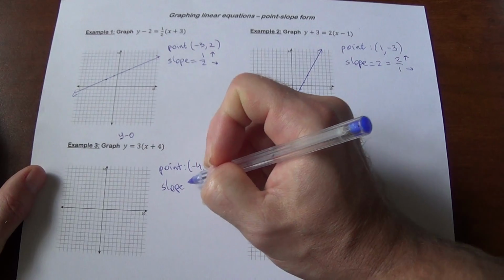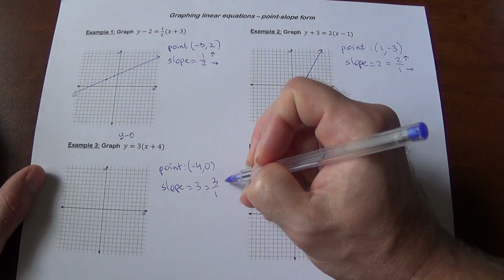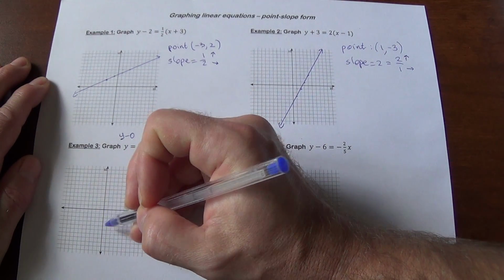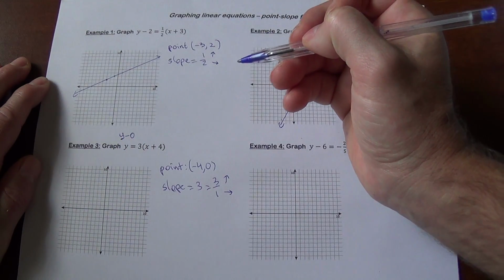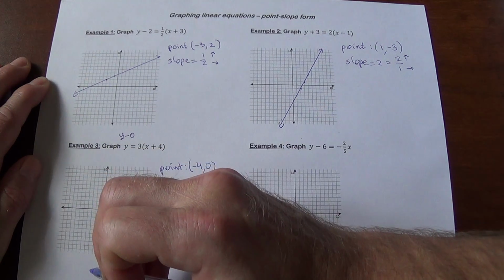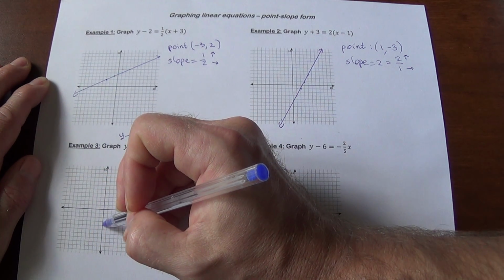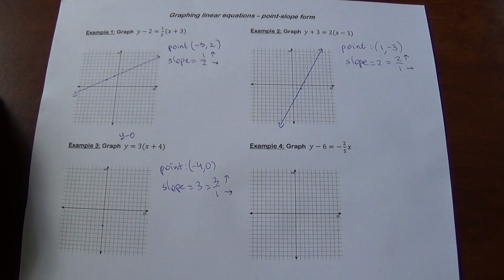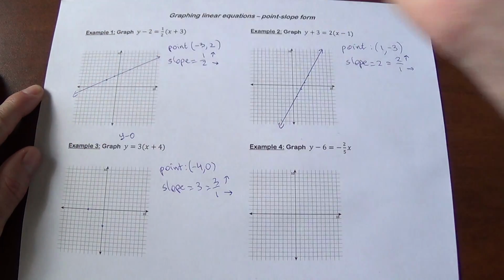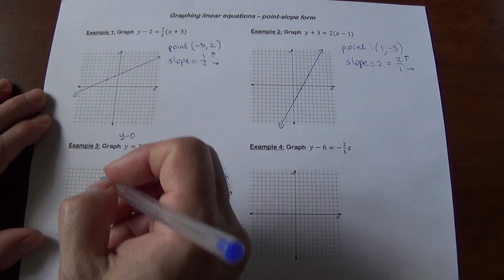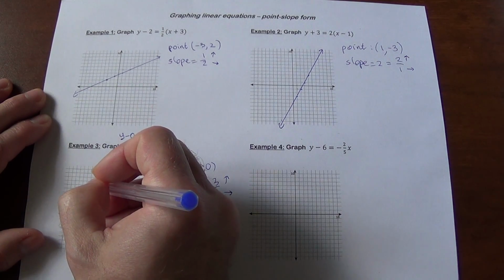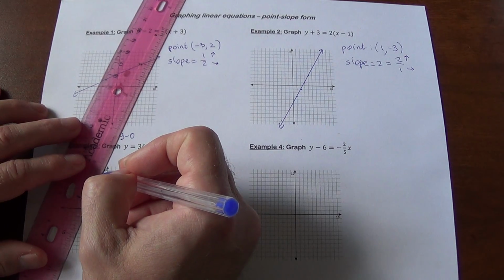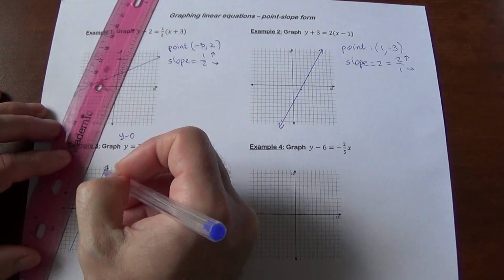Our slope is positive 3, which you're going to write as 3 over 1, positive 3, positive 1. So from point -4, 0, which is right there, -4, 0, right? No, I'm sorry, -4, 0 is over here. So -4, 0, and from that point I'm going to go 3 units up, 1 to the right, 3, 1, 3, 1. Again, you can do it as many times as you want. And there's the line.